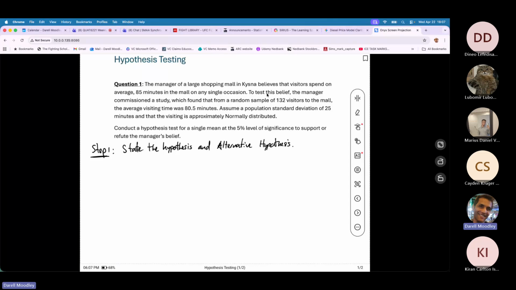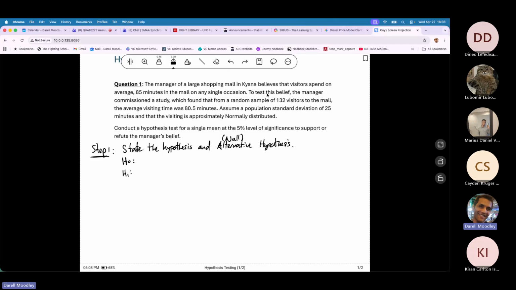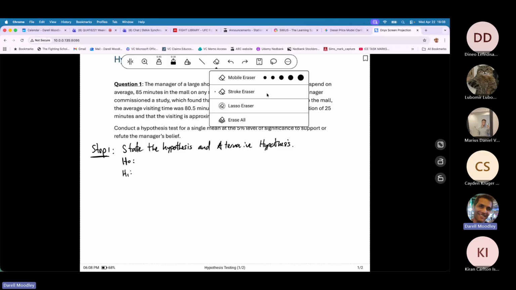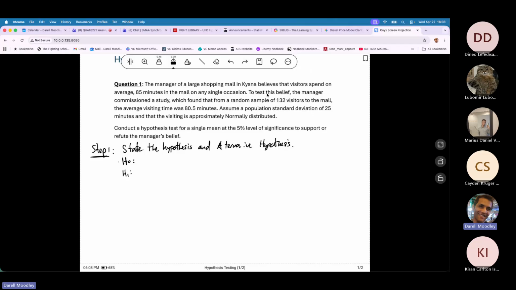Another name for alternative hypothesis is the null hypothesis. It's just another name. So just keep that in mind. Okay, so step 1, we're going to state H0 and H1. Sorry, people. The null hypothesis is actually H0. It's not the alternative hypothesis. Sorry, let me just remove that. Okay. The null hypothesis is actually H0.